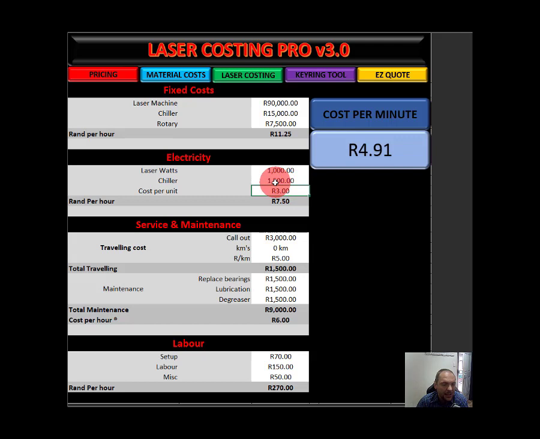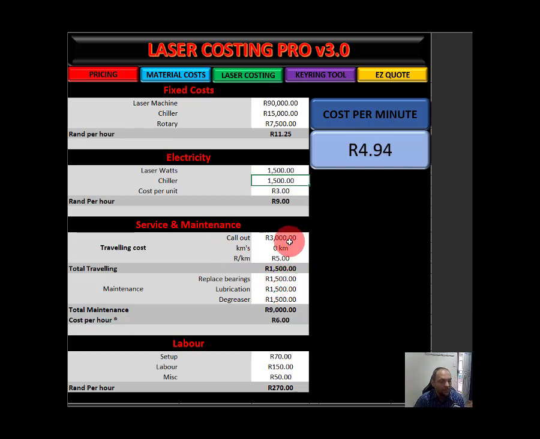I put my electricity in at 3 Rand a unit, because you know the electricity varies anything from 1 Rand 80 up to like 2 Rand 60 depending on where you are. So I decided to just work on a flat 2 Rand per minute. If your laser was using a lot more power, and maybe you got a bigger compressor on there and it was using 1500 watts, you could put that in there as well, and you'll see it changes your cost per minute. Very important is your service and maintenance.